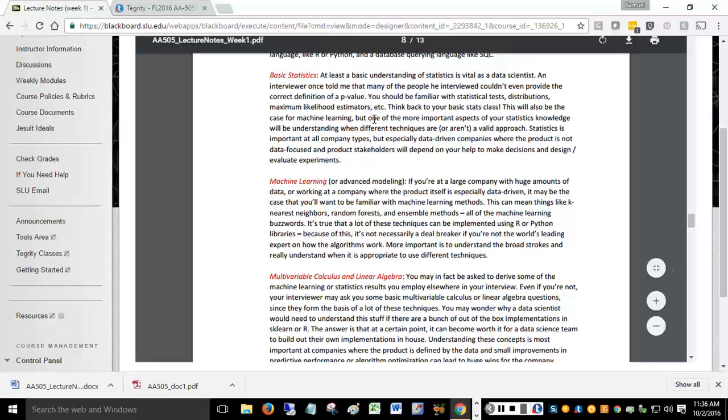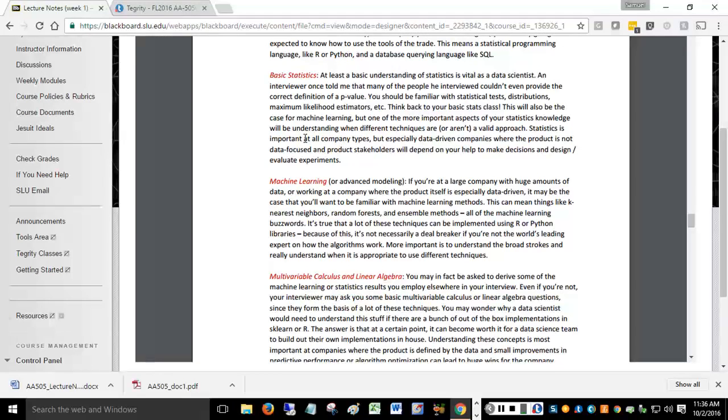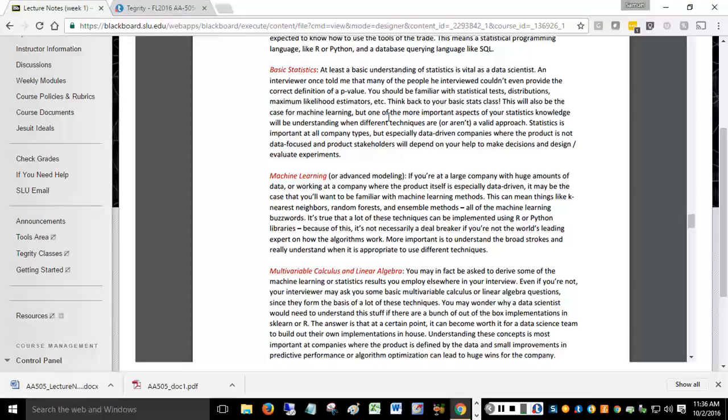So there's a new technique called machine learning that's very powerful. People use that for classification and different techniques and so forth. When different techniques give you a valid approach, that's what you should use. It's important at all company types, especially data-driven companies where the product is not data-focused. Product stakeholders will depend on you to help make decisions and so forth.